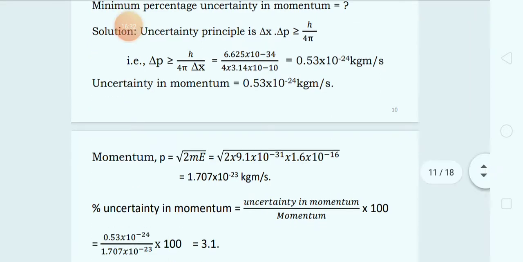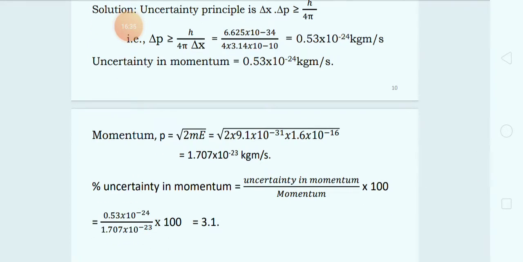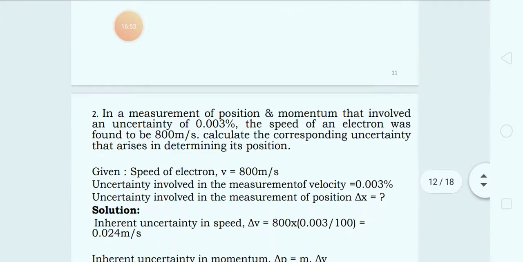And the percentage uncertainty in the momentum is uncertainty in the momentum by momentum into 100. So if you substitute these calculated values of uncertainty in momentum and momentum in the equation and multiply that ratio into 100, it gives rise to 3.1. That is the answer for the problem. We'll go to the second problem.